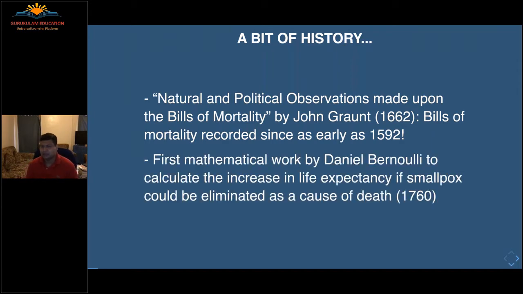The first mathematical work was actually done by Daniel Bernoulli. He's not the other Bernoulli who's famous for his probability distribution, but Daniel Bernoulli wanted to calculate the increase in life expectancy if smallpox could be eliminated as a cause of disease. So there was a big debate. Back in those days, there was smallpox, and there was a big debate whether or not it was actually lethal, whether it was actually decreasing the overall life expectancy. And as far as I can remember, I think he was probably a lawyer at that point. So he wanted to actually mathematically show that if you could eliminate smallpox, that would increase the life expectancy overall.